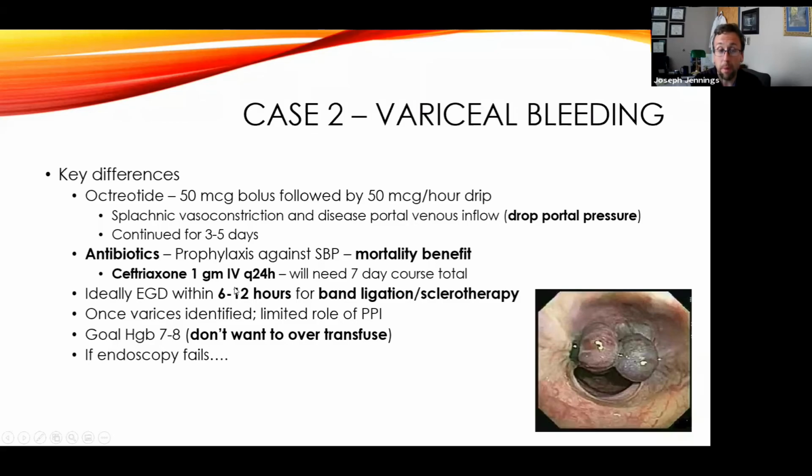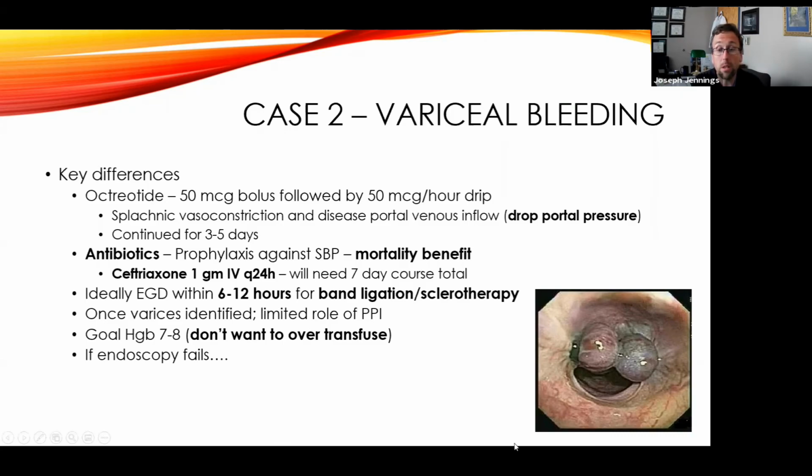So here, the other benefit of scoping them sooner is that you can thread the needle of resuscitating them enough where it's safe to do endoscopy, but not trying to bulk them up so that they end up getting more fluid than they need. If we can go in and stop the bleeding, we then limit how many transfusions, platelets, and other products they get overall.